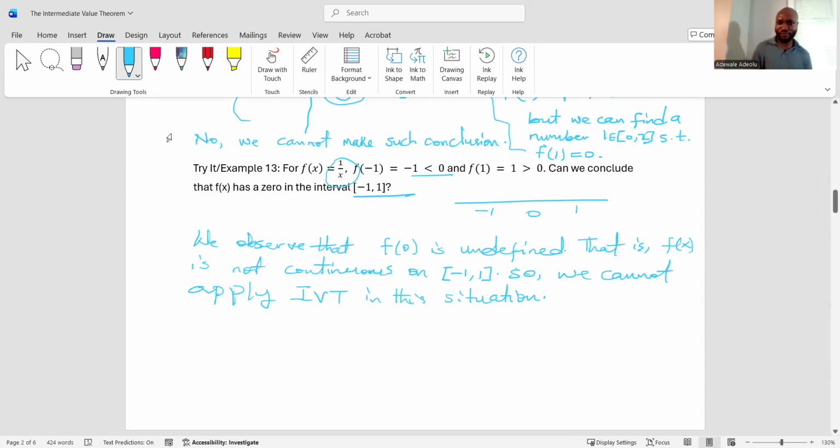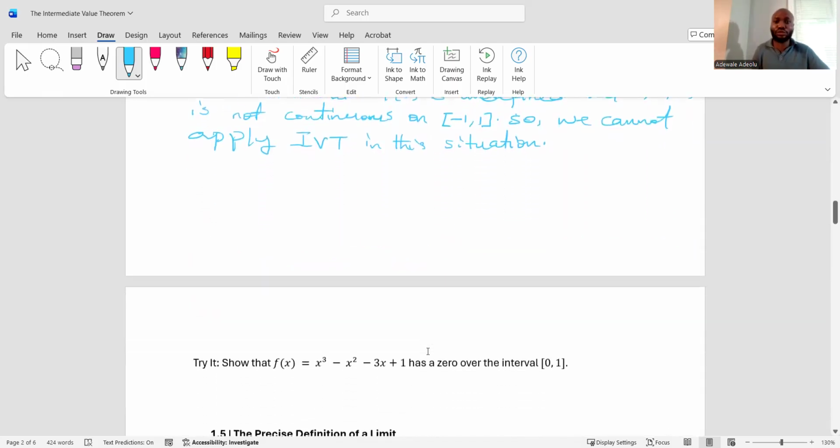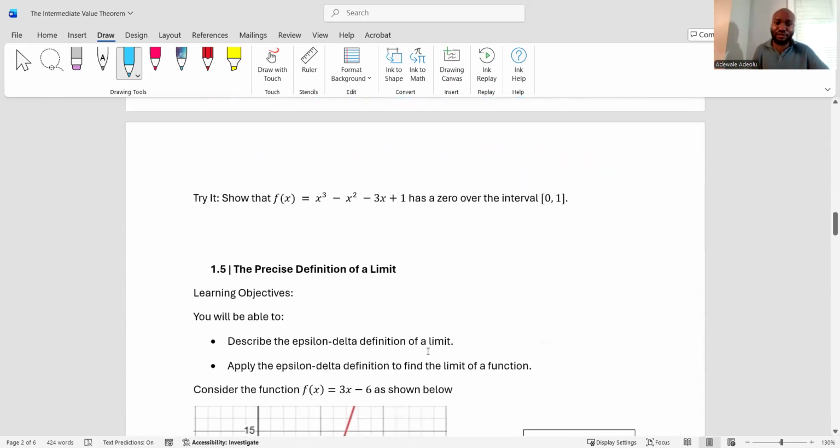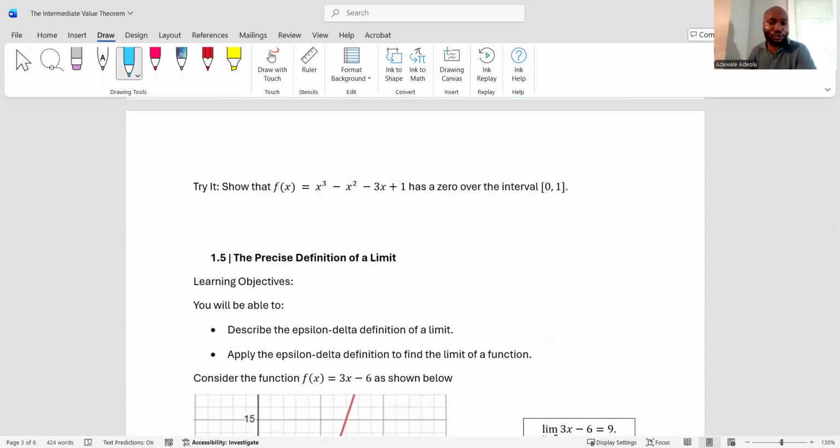Okay, done. So you are at the level of math whereby it is not just you making calculations. You're trying to analyze the situation you have. So that is why you really need to have a good understanding of what is going on. So I will leave you with this to show if this function has a 0 over the interval [0, 1]. That's a try-it for you that I want you to show.